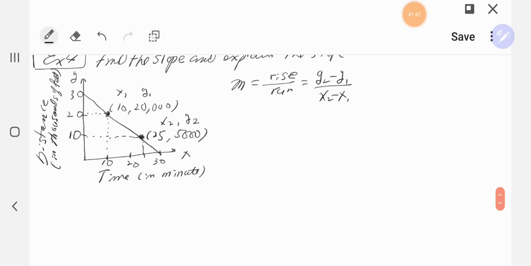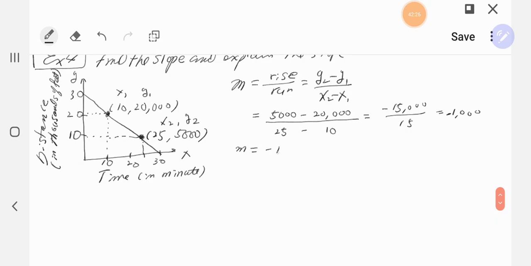x2, y2. Okay, so just plug in these numbers. y2 minus y1, 5,000 minus 20,000 over 25 minus 10. Then this is equal to negative 15,000 over negative 15. So this is equal to 1,000, right? Oh, wait a minute, this is positive. I'm sorry, this is positive, right? So negative 1,000. Okay, the slope is negative 1,000.